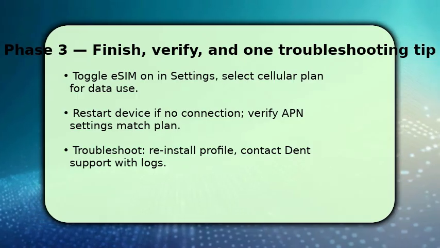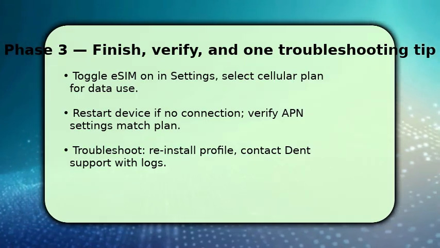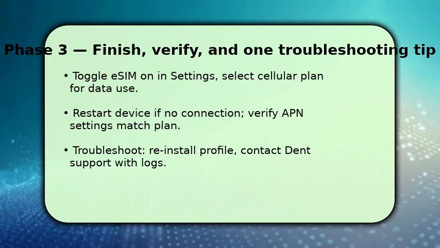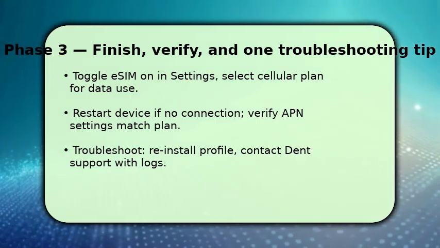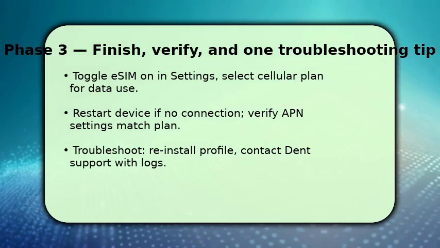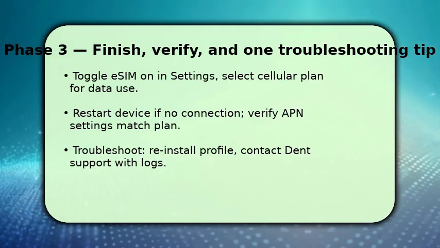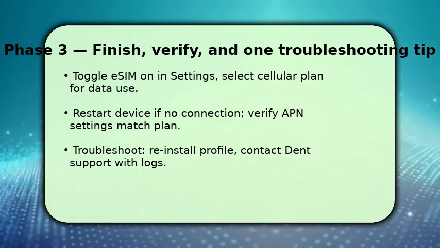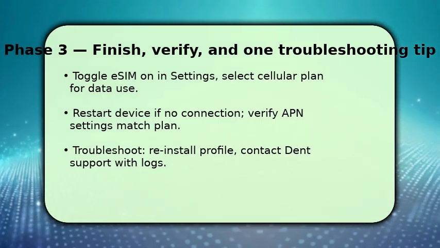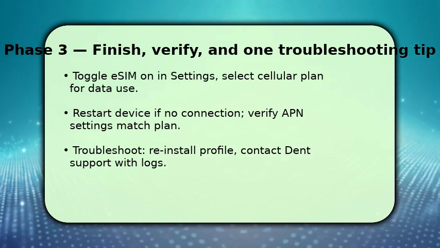If you don't see Signal immediately, restart the phone and recheck APN settings. Dent usually sets them automatically, but manual entry may be required. If problems persist, reinstall the eSIM profile from the app. And as a key troubleshooting tip, capture app logs and contact Dent support with screenshots and device model to speed resolution.